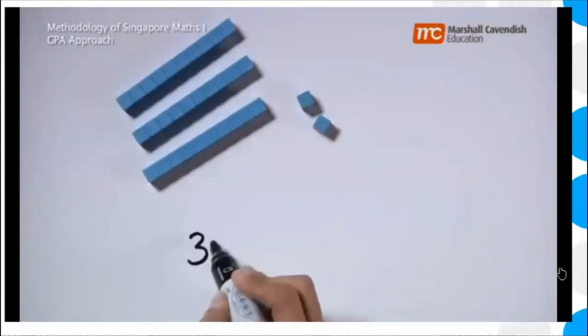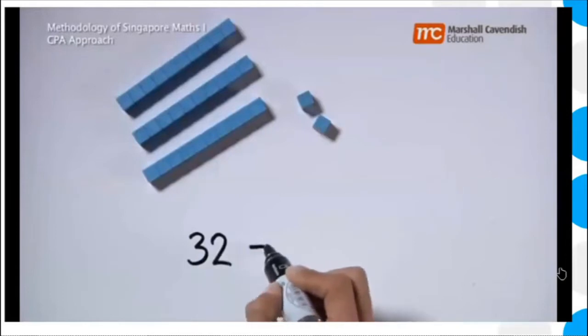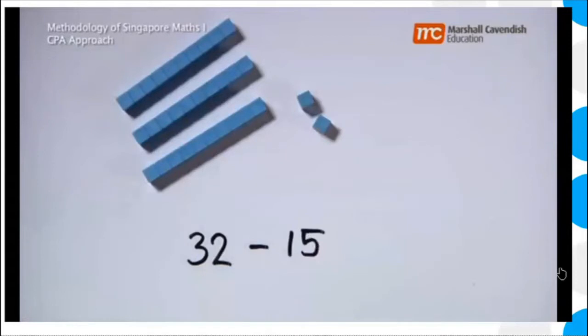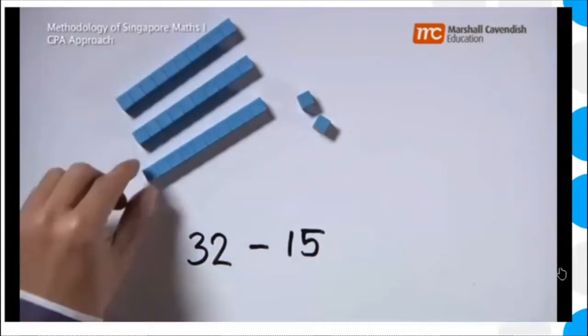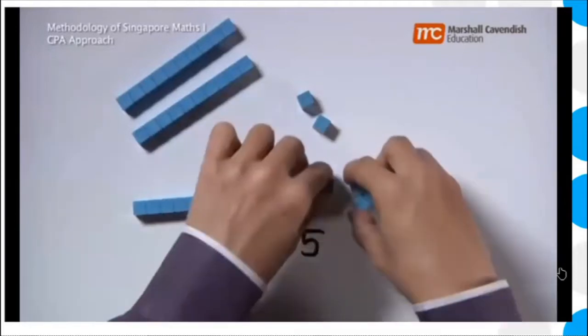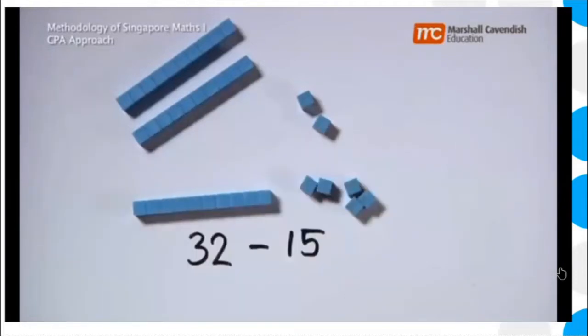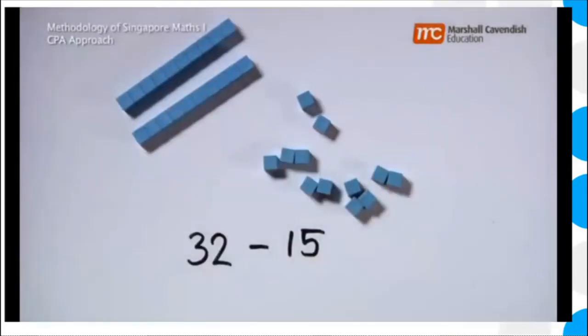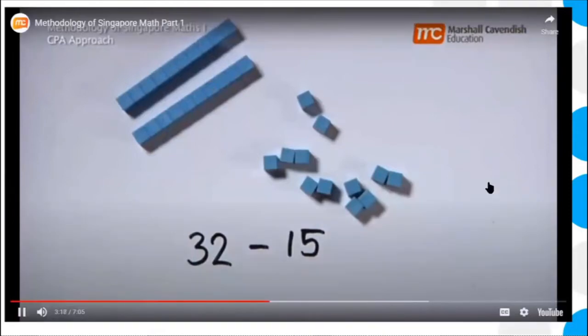32, subtract 15. Students will now say that, all right, to take away 5 from the 2, that's not possible right now because there are only 2 ones. They will then say, oh, perhaps I could exchange one of the 10s for 10 ones, resulting in the 32 being renamed as 20 and 12 ones.